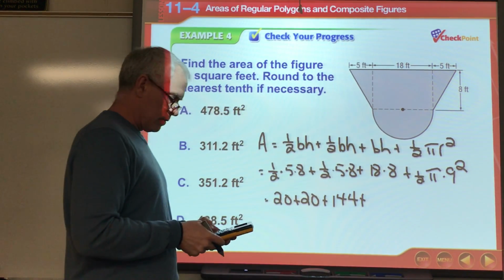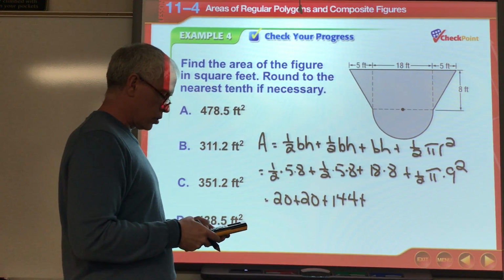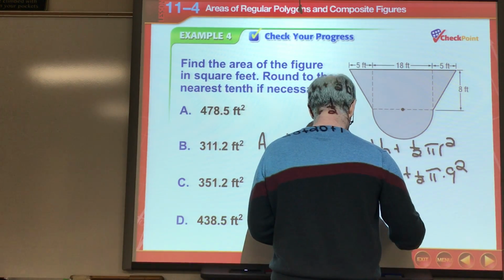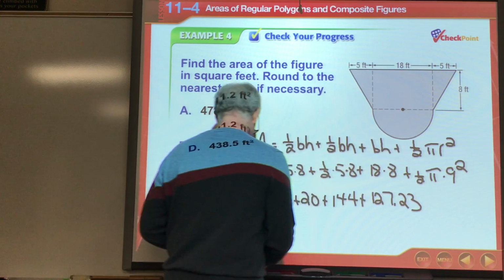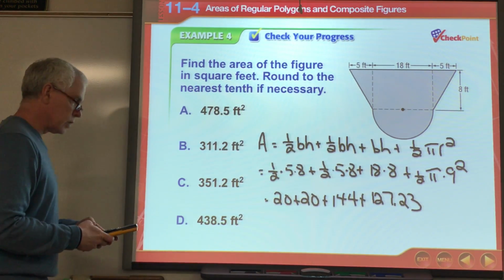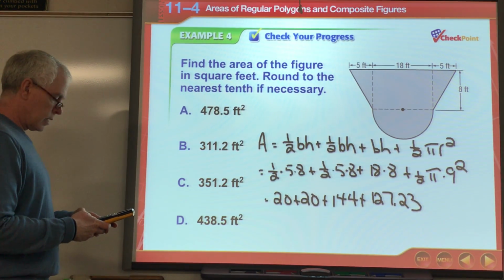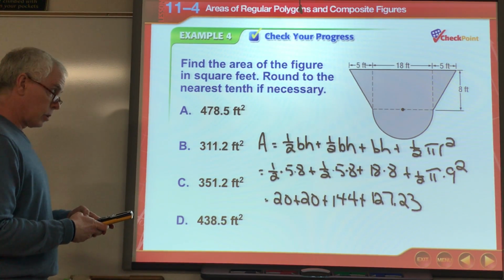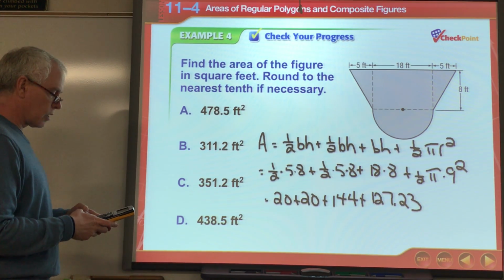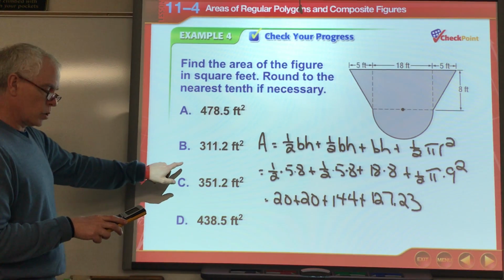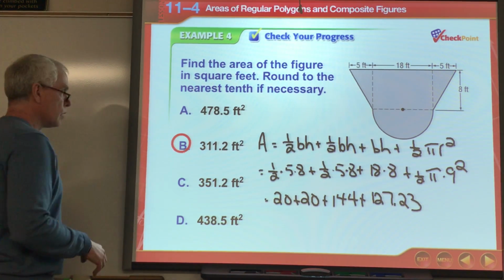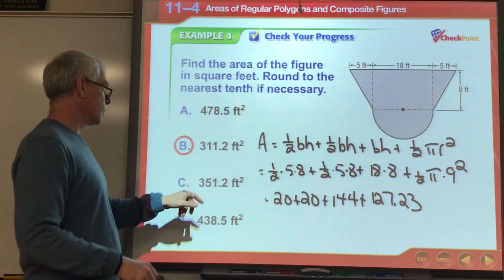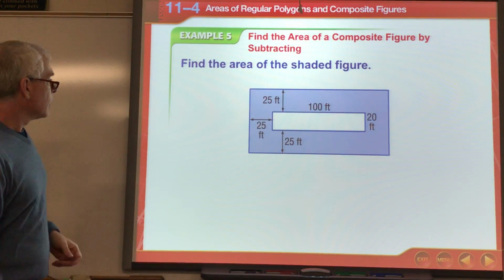And 0.5 times pi times 9 squared is about 127.23. Okay? Well, now let's add all those together. So 20 plus 20 plus 144 plus that 127.23. I get like 311.2. Okay? So you break it up into the parts that you can find the areas of, and then you work it together. Okay? So, how about this one?